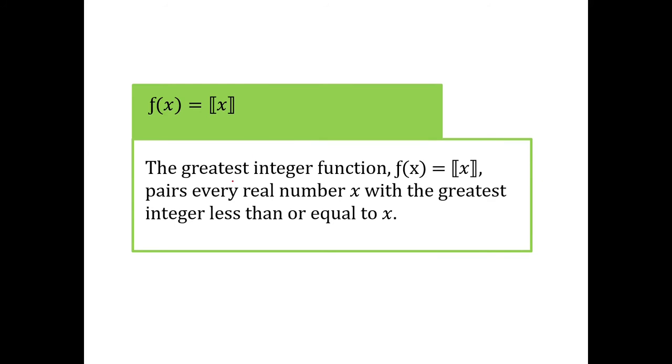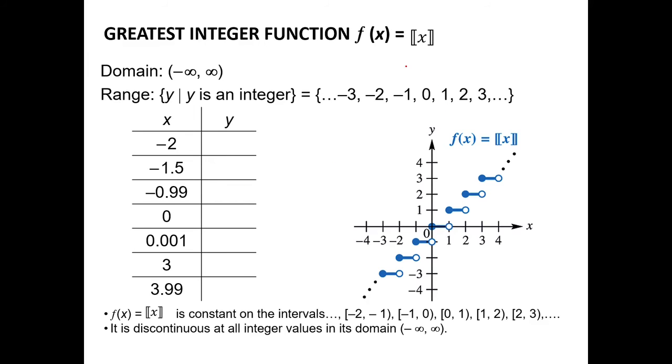The greatest integer function is defined with this symbol. It looks like a double set of brackets over each other. F of x equals the greatest integer function x if every pair of real number x with the greatest integer that is less than or equal to x. Again, the greatest integer function f of x is going to pair a real number x with an integer that's equal to that or less. The greatest integer f of x.